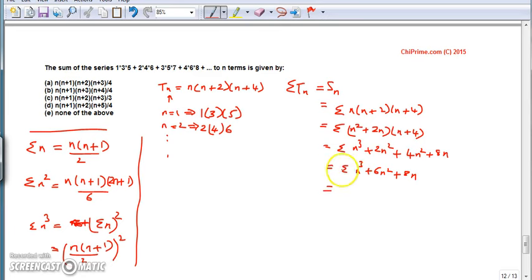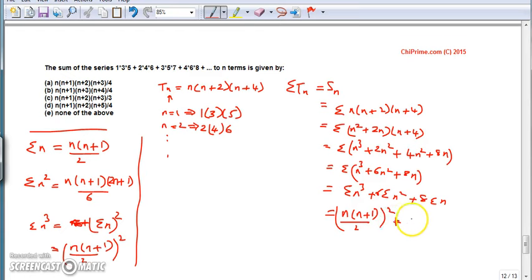So sigma n cubed here, if we expand it out, we get sigma of everything in parentheses: sigma n cubed plus 6 sigma n squared plus 8 sigma n, right? Just carrying this sigma sign inside for summation. We know sigma n cubed from the left panel. We know that it's equal to n times n plus 1 over 2, the whole squared.